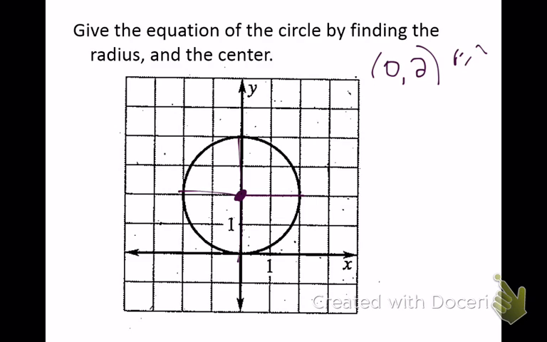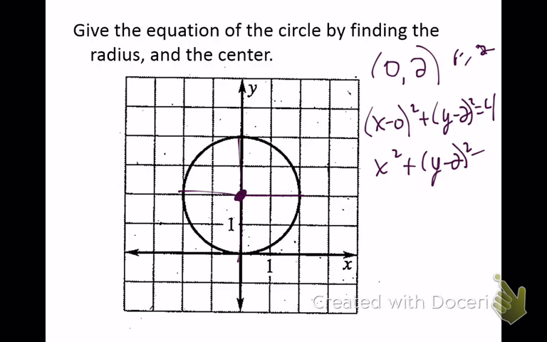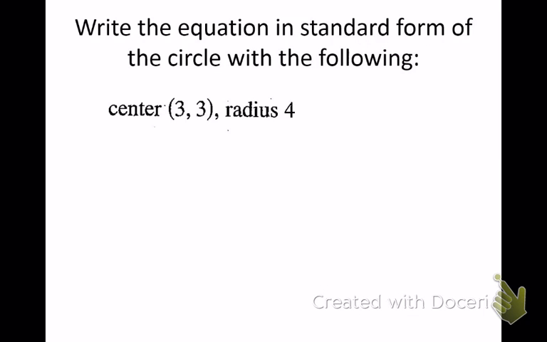So when we put this into the equation, we get x minus 0 squared plus y minus 2 squared equals, square that 2, and you get 4. Now what you'll see is, since this is x minus 0 inside these parentheses, you'll see the 0 get dropped. And so it'll just be x squared plus (y minus 2) squared equals 4. And then we're done. Okay?